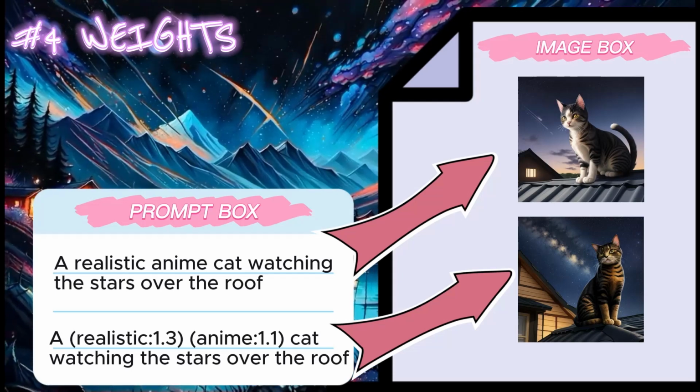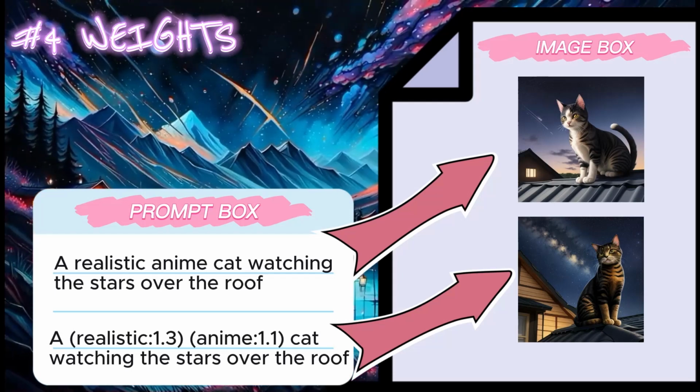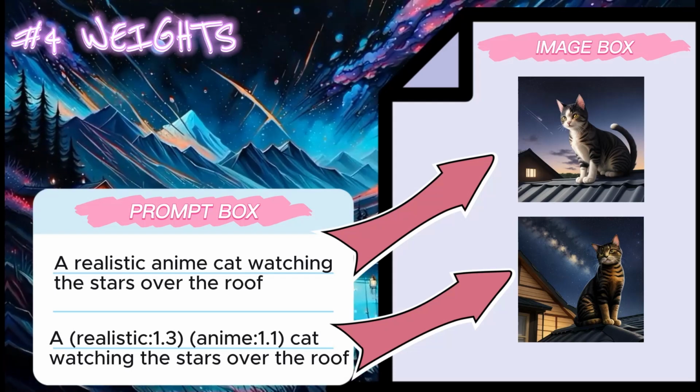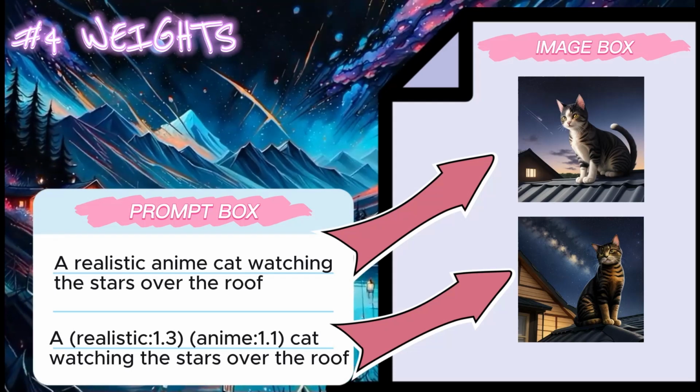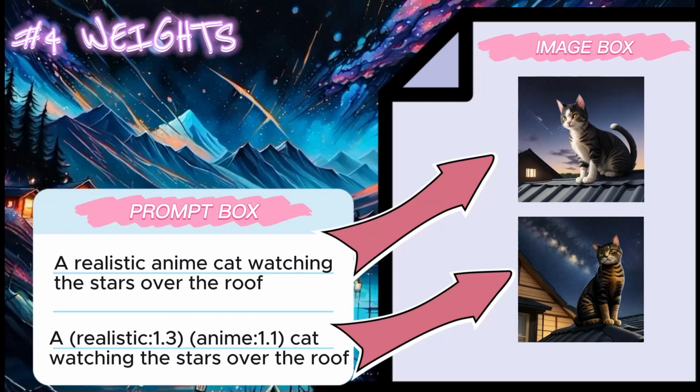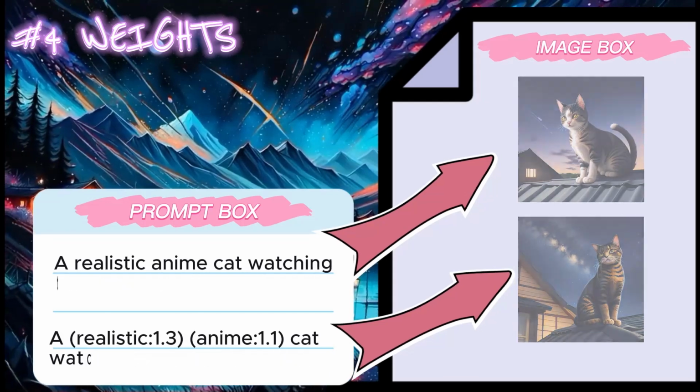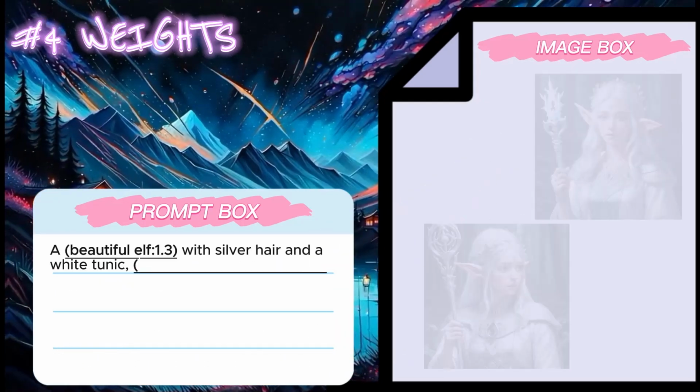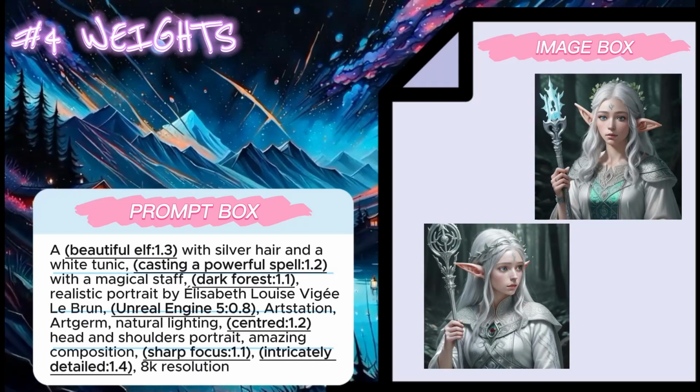1 is the default weight. So the weighing structure should be (text:weight), where text is the prompt, which can be several words, and weight is the weight number. Don't forget the parenthesis and the colon. I'll apply this to the elf example.